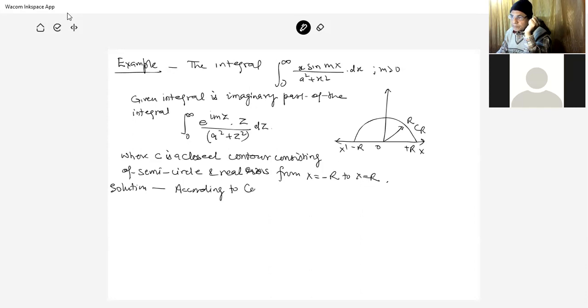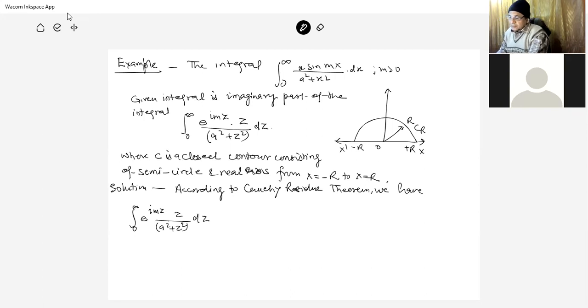According to Cauchy residue theorem, we have integral 0 to infinity e raised to the power I m z into z upon a square plus z square dz, plus integral minus r to r e raised to the power I m x into x upon a square plus x square dx.